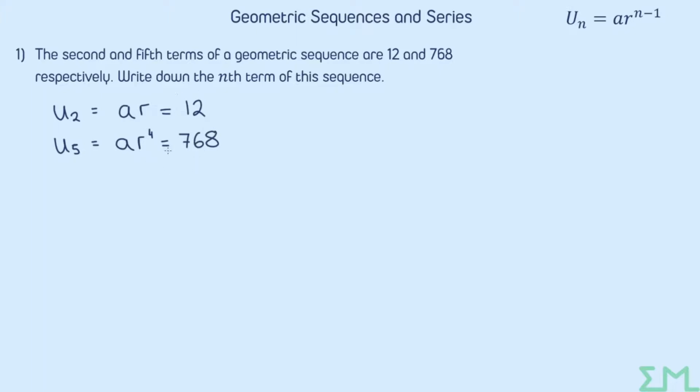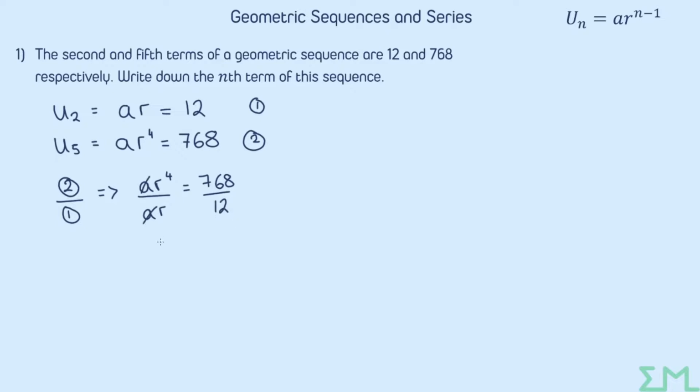So once again we have simultaneous equations. We met a lot of these in the arithmetic sequences work. However, we are not going to solve these by adding or subtracting like we did with the arithmetic ones. These ones need to be dealt with using division. If I label my equations 1 and 2, then I can see I can eliminate A, as it has the same power in both equations, by dividing, and it will be nicer to divide larger by smaller, so we'll do 2 divided by 1, which will give us AR to the 4 divided by AR equals 768 divided by 12.